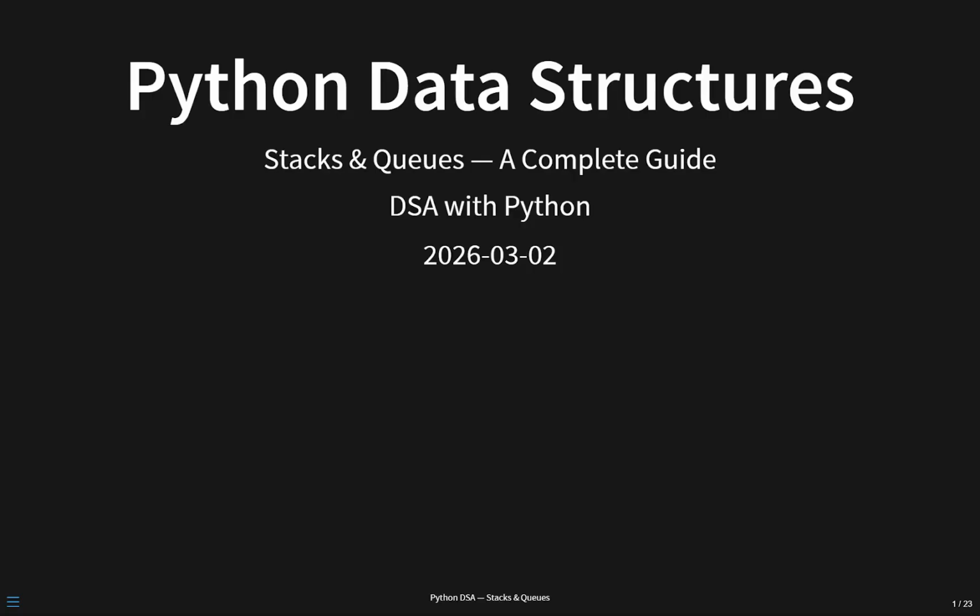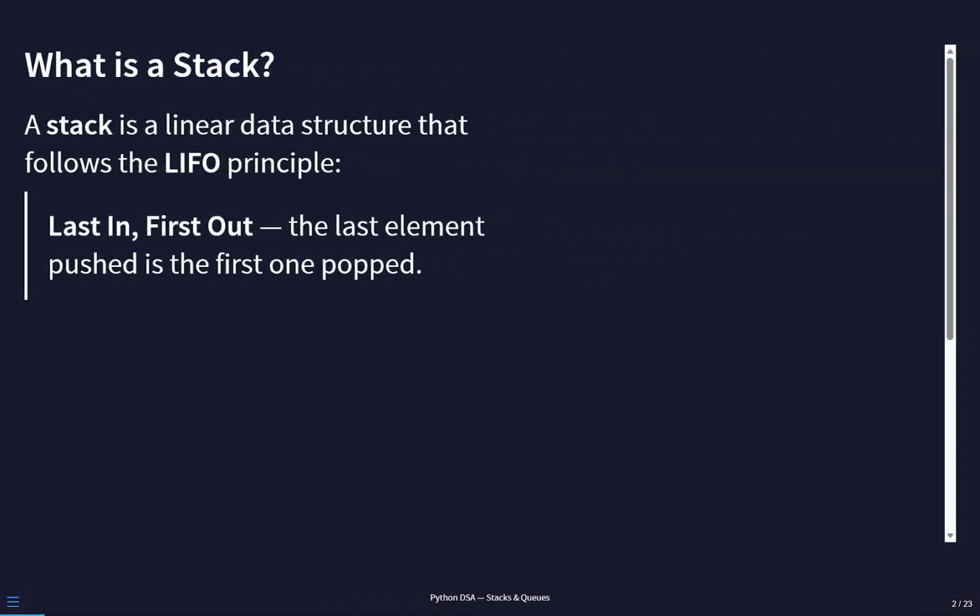Let's get into it. A stack is a linear data structure built on one fundamental principle, LIFO, last in, first out. The last element you push in is the first one that comes back out. The best mental model is a stack of plates. You can only add a plate to the top. You can only take a plate from the top. You have no access to anything in the middle. That constraint is the entire data structure.